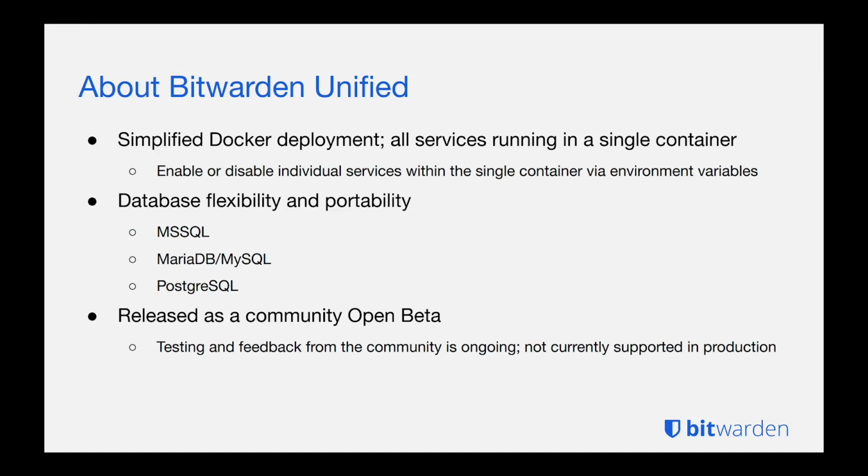All of the Bitwarden self-hosting platforms have feature parity with the cloud product and are compatible with all of the Bitwarden clients. A couple of months ago, we released a beta of what we call Bitwarden Unified. This is a simplified Docker deployment where all of the Bitwarden services are running in a single container, and you can enable or disable those services via environment variables. So if you have a need for a smaller Bitwarden self-hosted environment, as a community open beta, Bitwarden Unified is available for testing today. It also supports flexibility and portability on the database layer, supporting Microsoft SQL Server, MariaDB or MySQL, and PostgreSQL. So this is something that you can go and start testing today, but we don't currently recommend it in production while we make sure that that testing goes well for everyone.